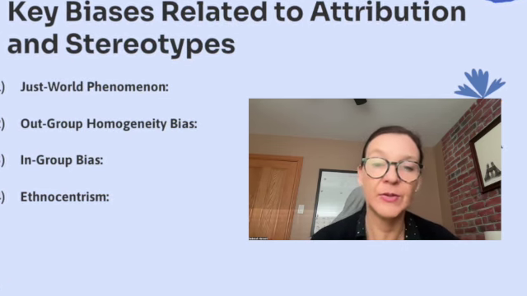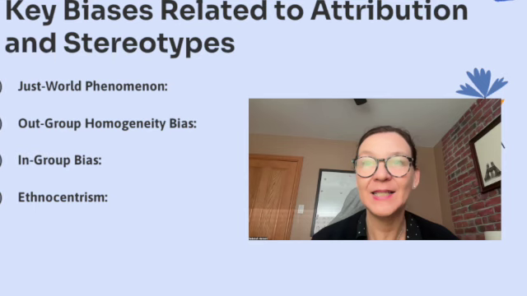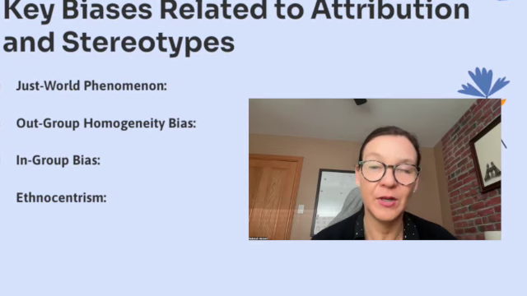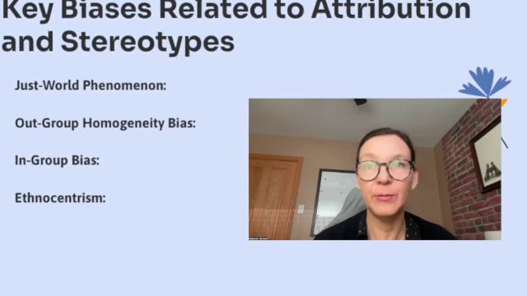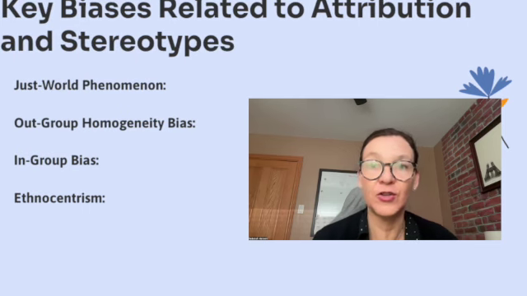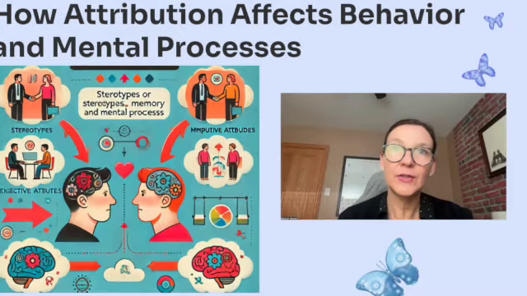And the last one is ethnocentrism, and this is believing one's own culture or group is superior. So for example, judging other people's traditions as inferior based on your own cultural norms. So now let's look at how attribution affects behavior and mental processes.